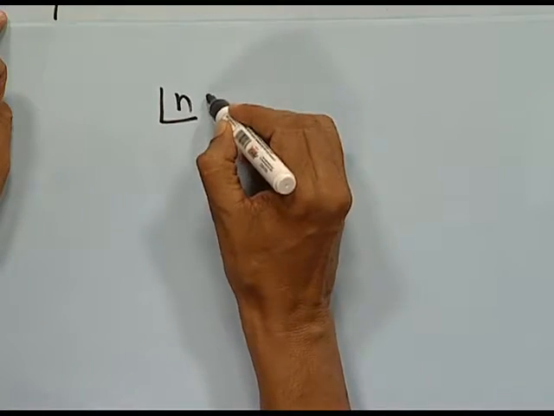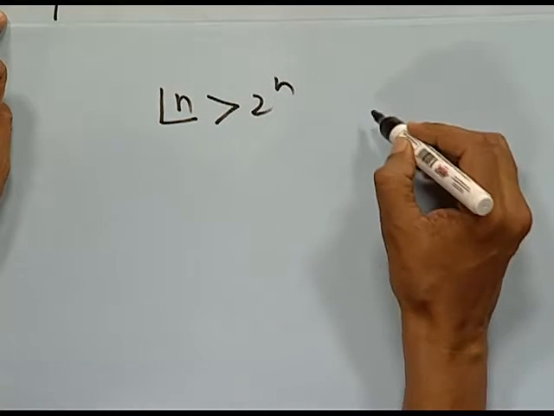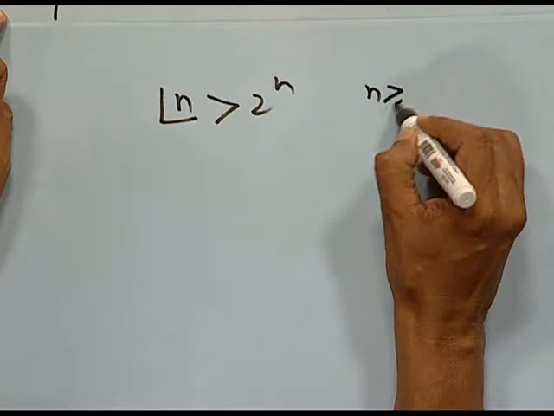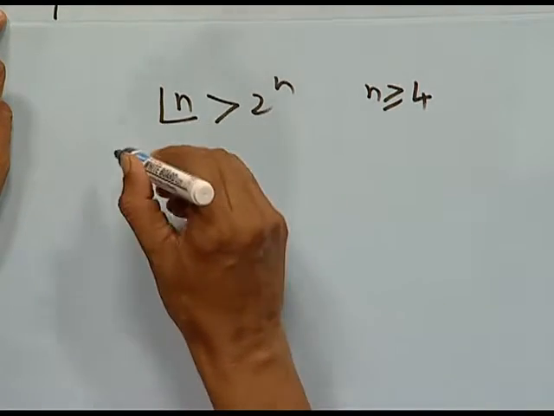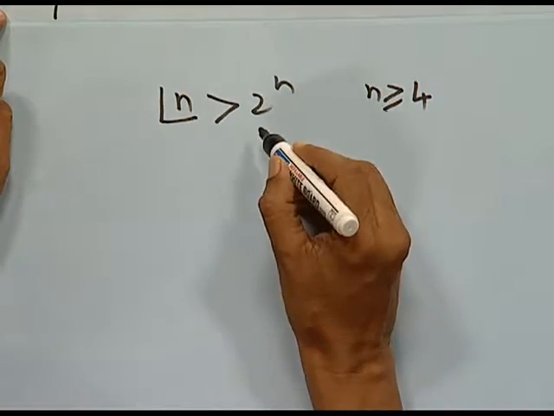Now, a question may arise, how will we decide where to start? The answer is simple. The question itself will guide where to start. In this question, factorial n more than 2 raised to power n was valid only when n was more than or equal to 4. We take the number which is the minimum which is correct for the required condition or the equation.